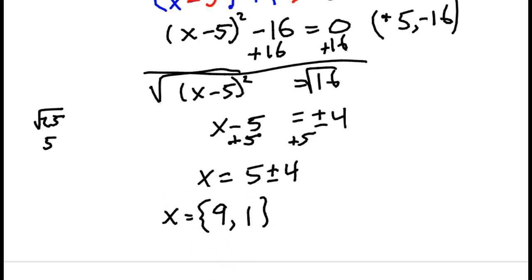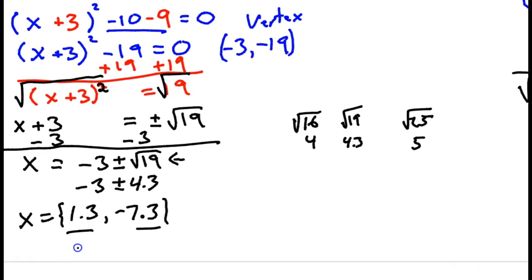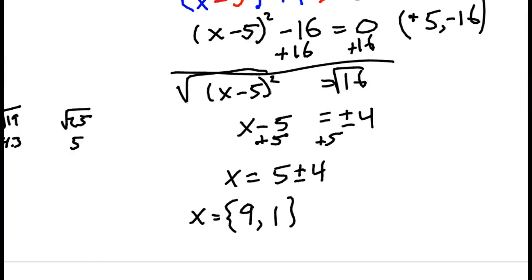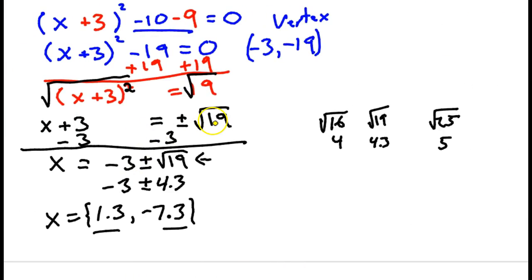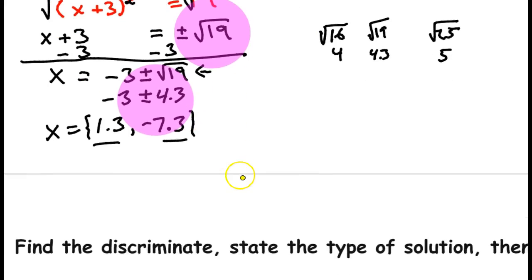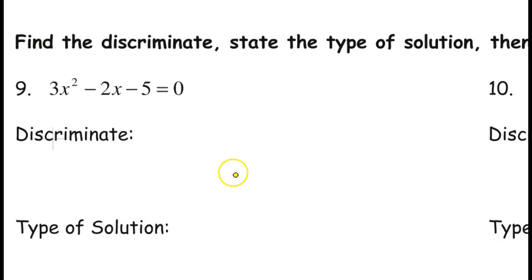All right. So again, it takes a little review, a little practice doing this. It's much easier when you have a nice perfect square that you can take the square root of. Like here, square root of 16 was 4. Here we got 19, so we had to approximate and get 4.3. So it just depends. Okay, let's find the discriminant.